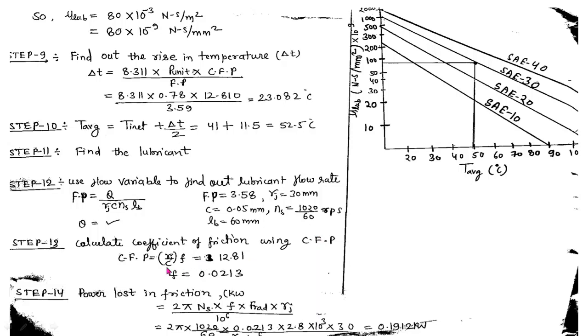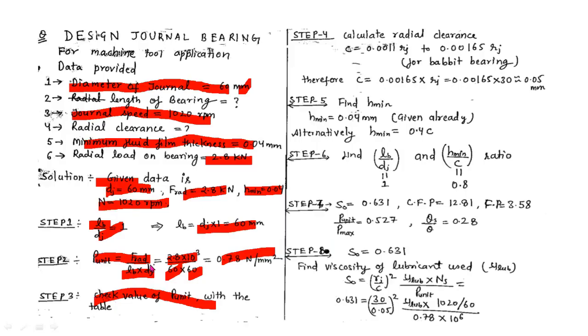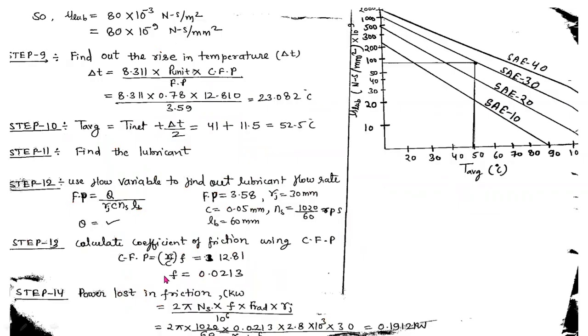By putting the value of the radius of the journal as 30 mm, and the radial clearance calculated as 0.05 mm from the previous step, and the value of CFP as 12.81. So putting all these values, we can calculate the value of the coefficient of friction, which comes out to be 0.0213.